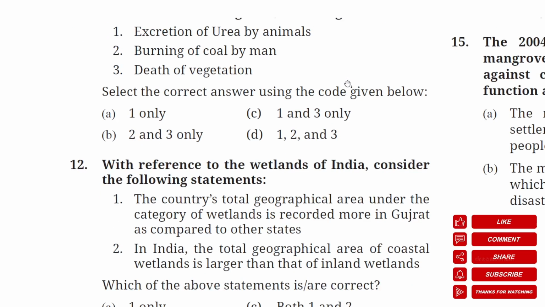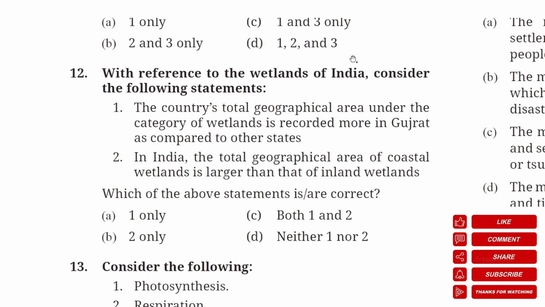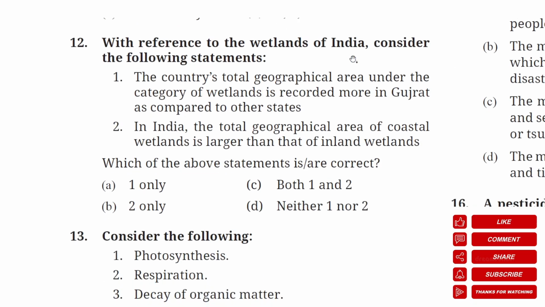Okay. So let's move. Question number 12. With reference to the wetlands of India, consider the following statements. The country's total geographical area under the category of wetlands is recorded more in Gujarat as compared to the other states. So one should understand first of all what is wetlands and where more number of wetlands are found. Okay. As per the total geographical area category wetlands, yes, Gujarat does have compared to other states. That is true. Okay. In India, total geographical area of coastal wetlands is larger than that of the inland wetlands. No, that is not the true statement. It is the otherwise answer. Okay. So answer is A, one only.